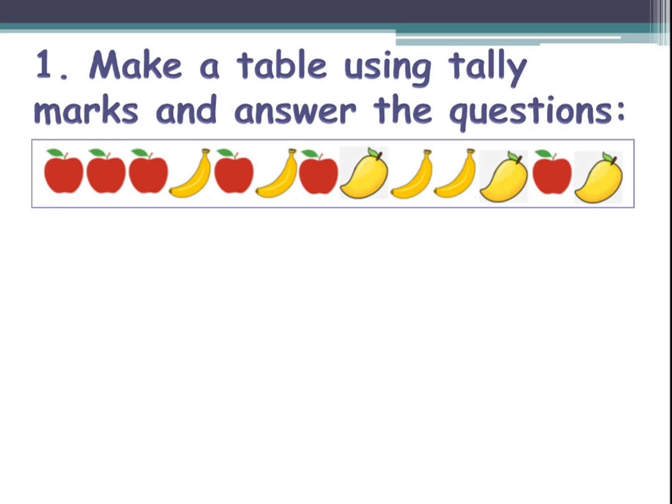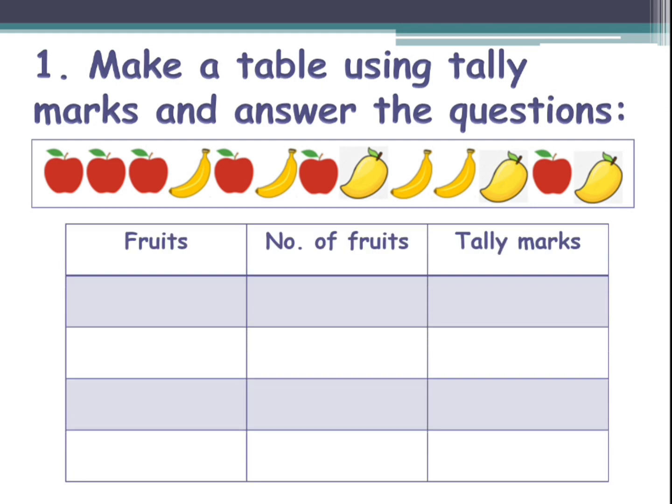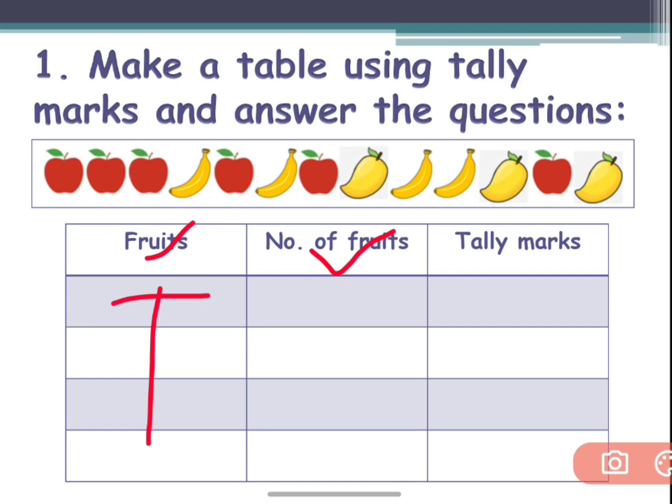So here we have fruits, so we will make a table for fruit like this. Fruits, that means which fruit it is: is it banana, is it apple, is it mango, is it orange, is it pineapple, is it watermelon? Whichever fruit, you have to write the name of the fruits here. And here, the number of fruits. For example, apple, how many apples are there? 6 apples are there, so 6.